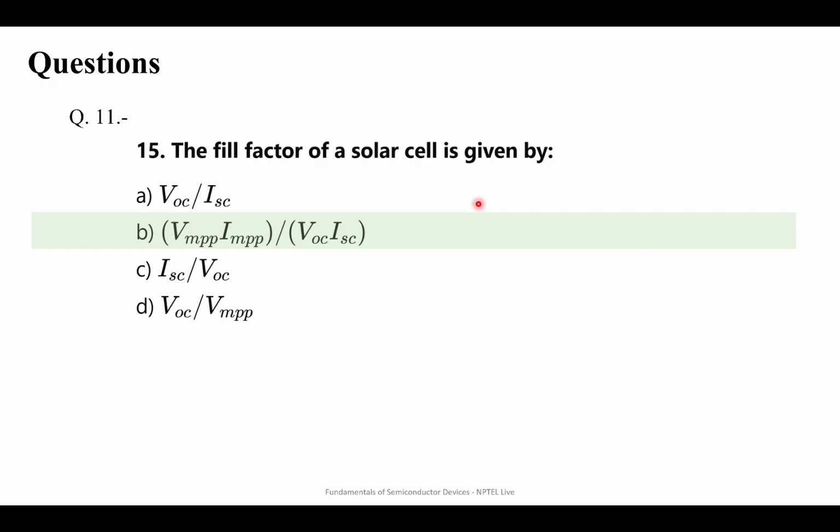The maximum current at maximum voltage is given as IMPP and VMPP, and you divide these two values to get the fill factor between your ideal case and your actual case, and that gives you the efficiency of a solar cell.